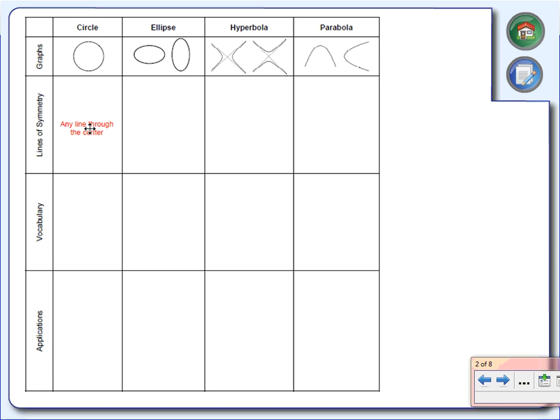Now, ellipse. How many lines of symmetry does an ellipse have? How many different ways can we cut this in half so that the right side would match up with the left side? Two. There's only two on this one. There's a vertical and there's also a horizontal line of symmetry. By the way, notice that both of those, vertical and horizontal line of symmetry, both of those would have to go through the center. All right, so there's two of them, a vertical and a horizontal.